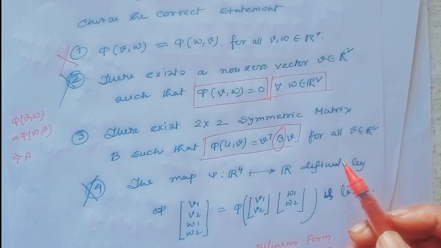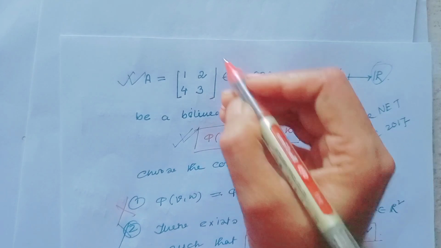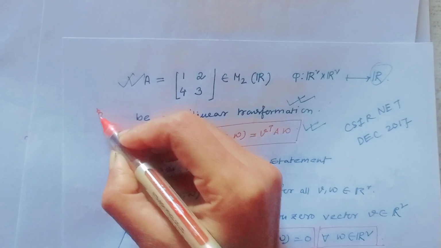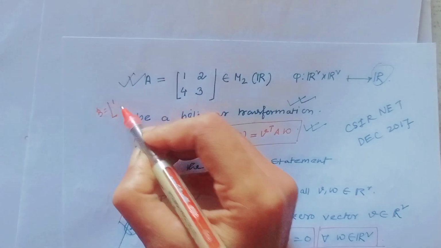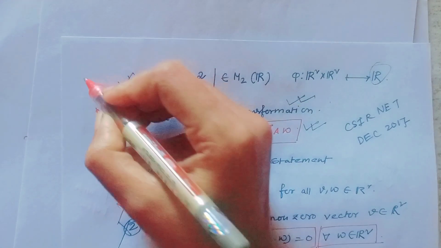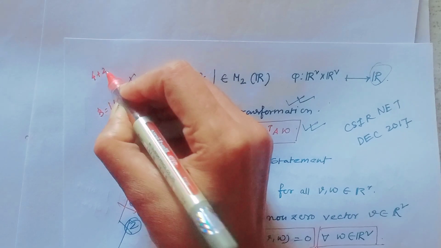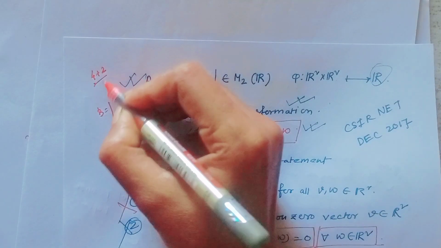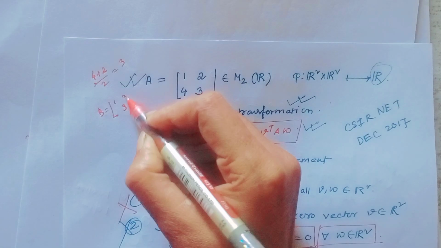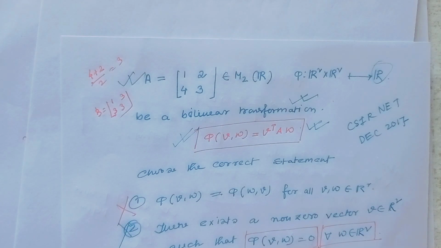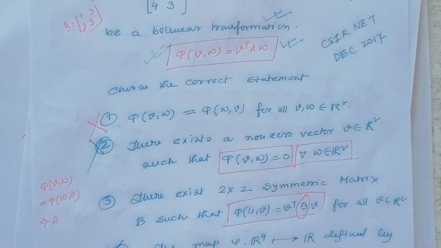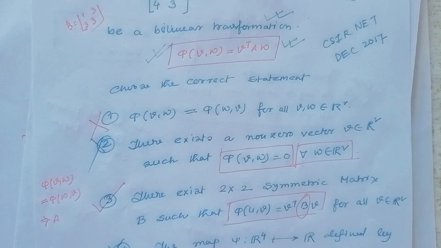And this B would be equal to such a type: here the diagonal is 1, 3, and here (4 plus 2) over 2 equals 3. That means this B would be of such a type. I hope all my viewers have understood this clearly. Okay, that means option 3 is right.